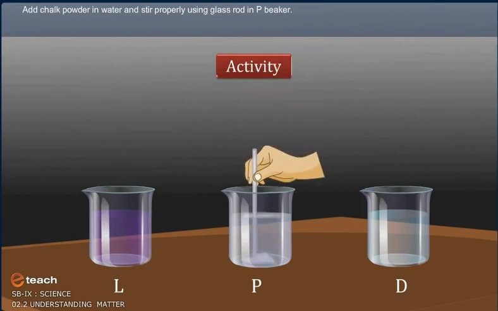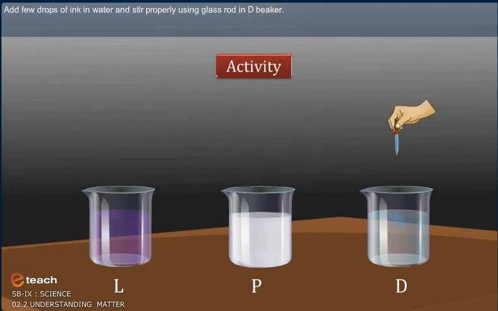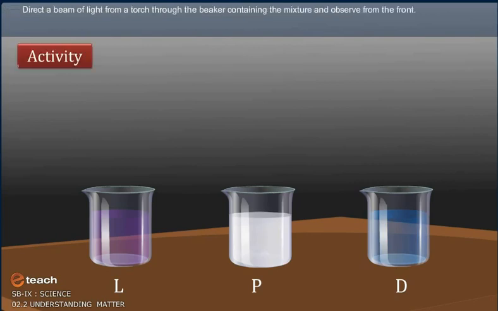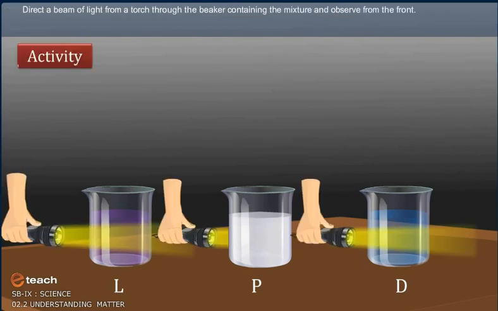Add chalk powder in water and stir properly using glass rod in P beaker. Add few drops of ink in water and stir properly using glass rod in D beaker. Direct a beam of light from a torch through the beaker containing the mixture and observe from the front.